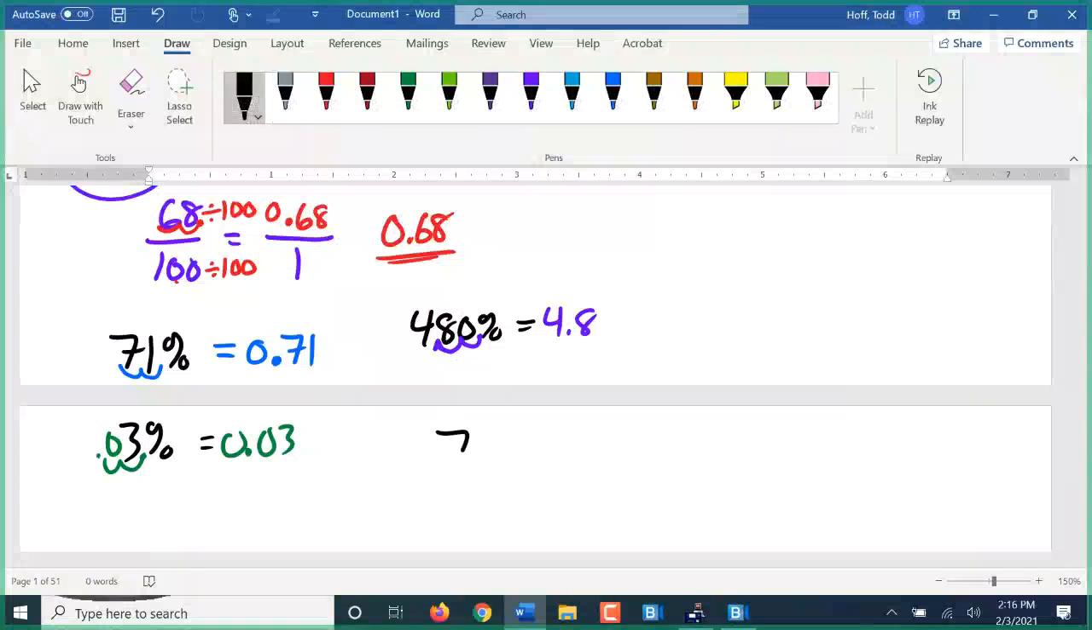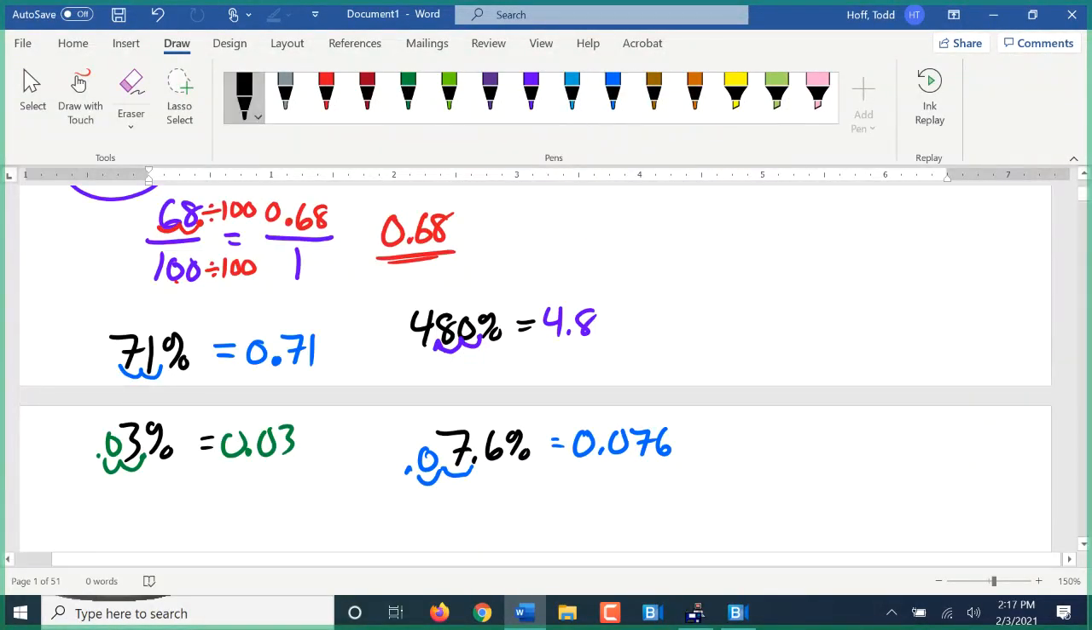If I have 7.6%, what's that going to become as a rate? 0.076. Good. I have to move it over 2 spots. That's 1. I have to add a 0 to go 2, so 0.076. Here's the one people typically get incorrect. 1/4%. Turn that into a rate.